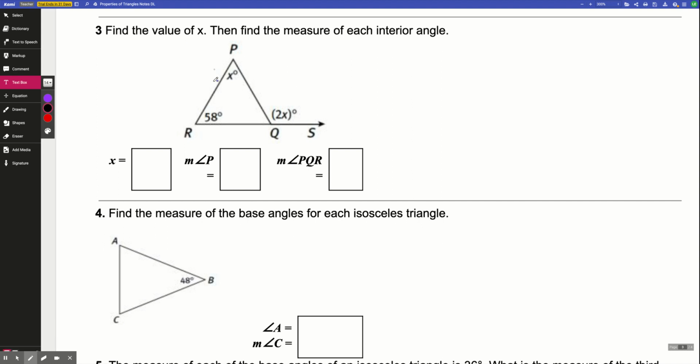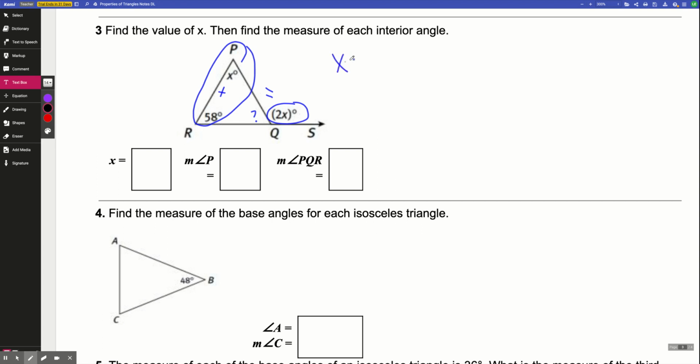Okay, so this says find the value of X and then find the measure of each interior angle. So I need to find all of these angle measurements. Angle P, I already know what R is, and then I need to find this one, PQR, which is this one right here.